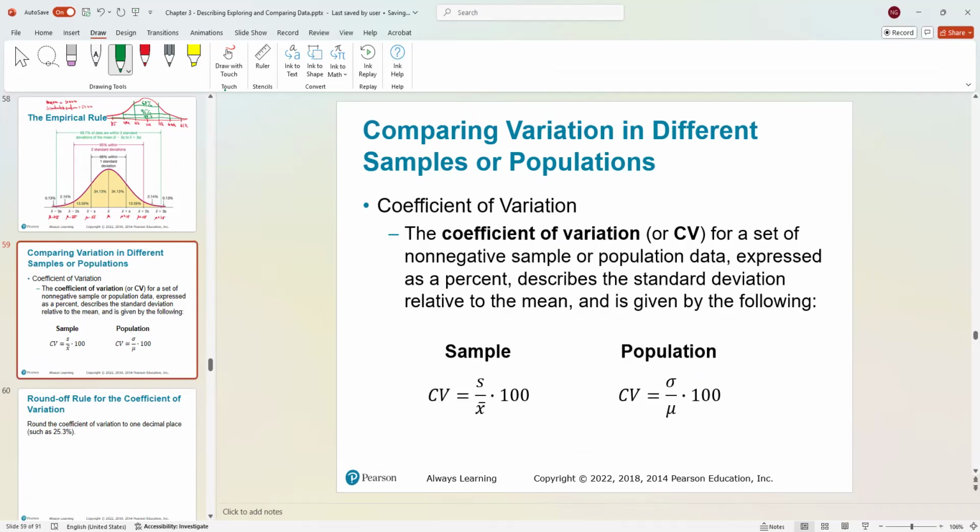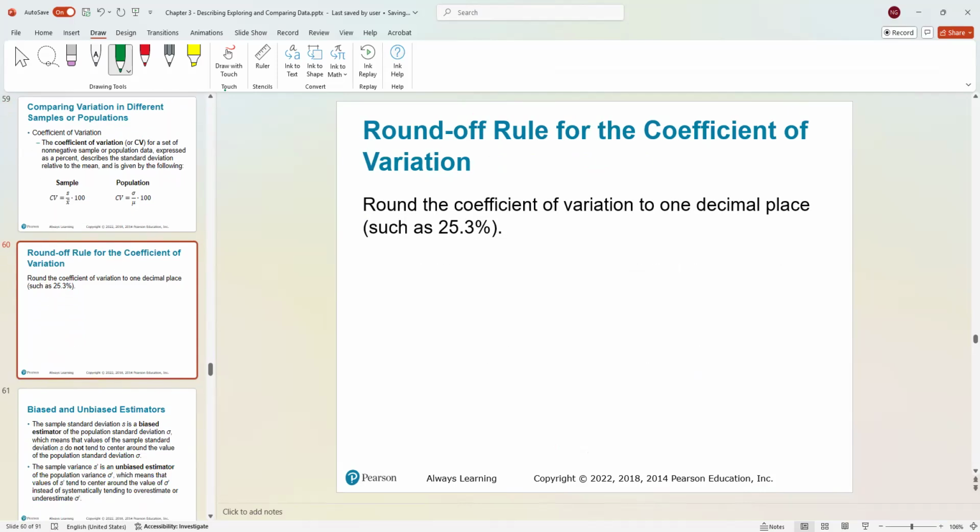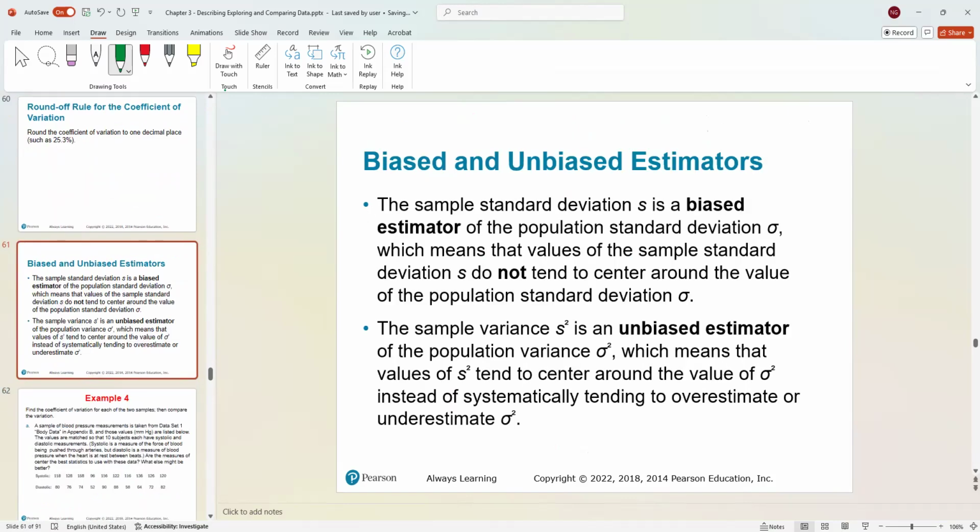We did a lot of examples like this in a different video, and I would strongly advise you to take a look. The rounding rule for the coefficient of variation is one decimal place, okay? Biased and unbiased estimators are something else you need to pay attention to.